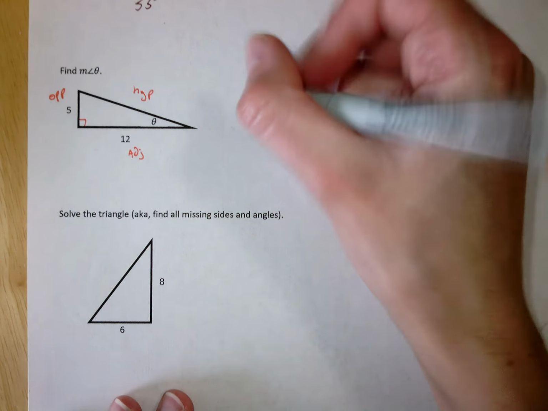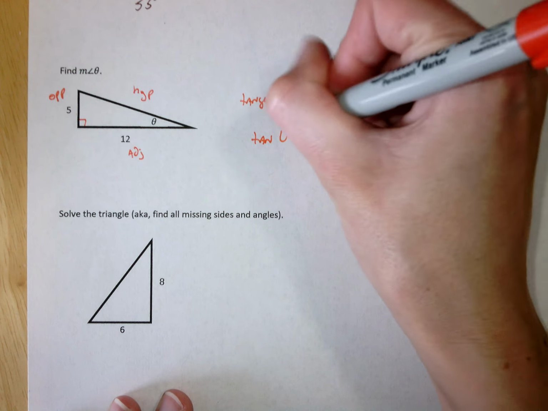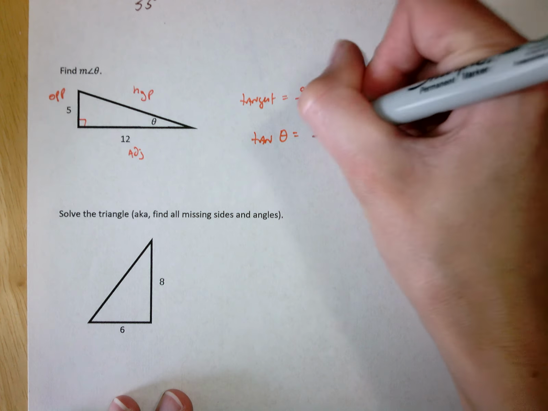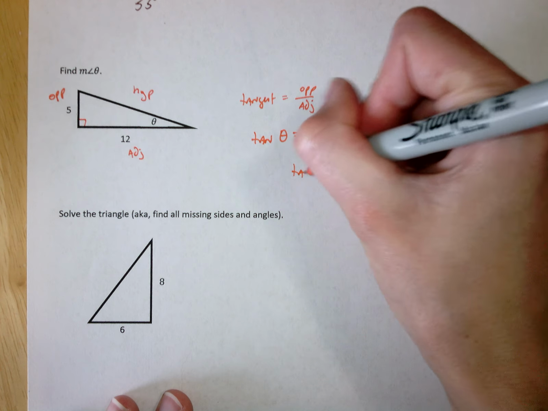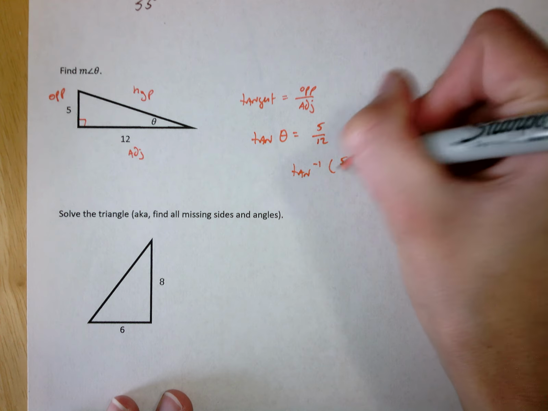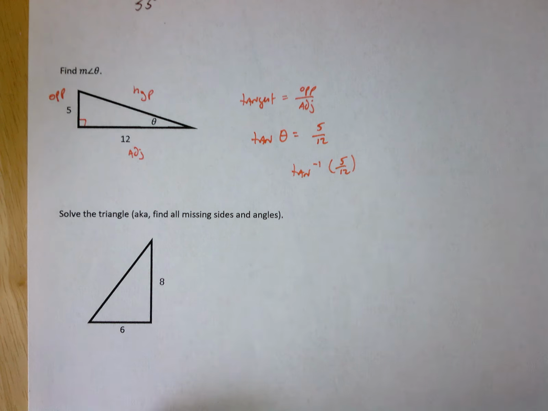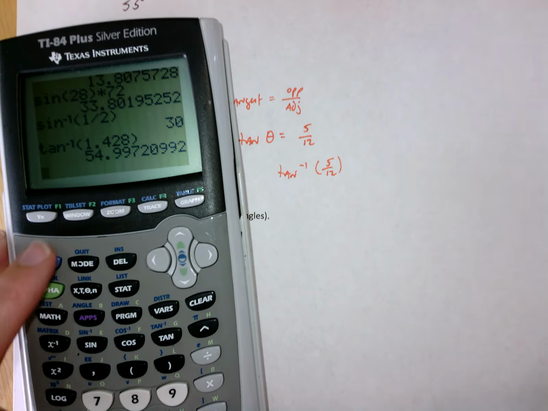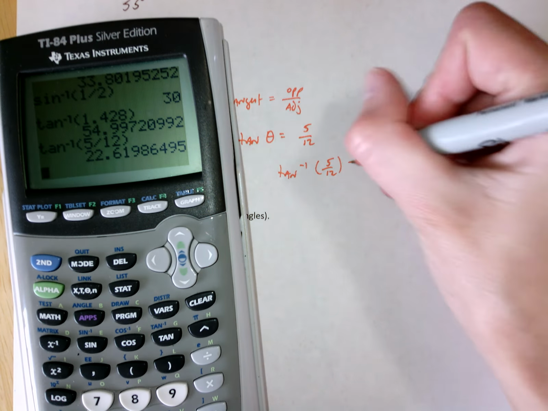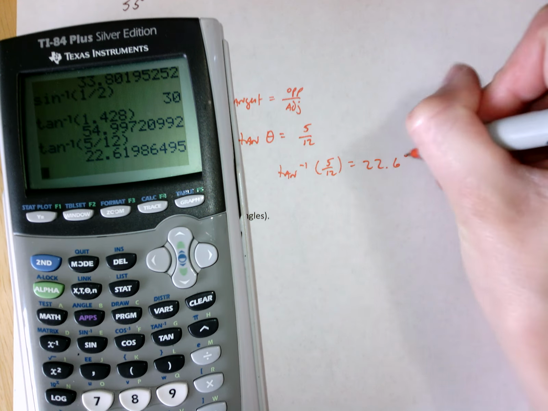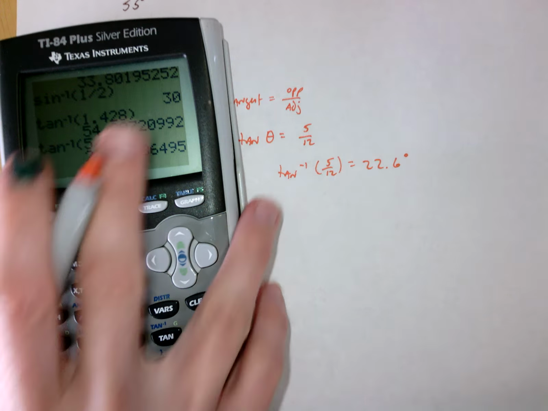So that means that I know that the tangent of my angle has to be 5 over 12. So to figure out what the angle is, I'm going to do the arctangent of 5 over 12. Okay, so arctangent 5 over 12 is about 22.6 degrees. So that's how big theta is.